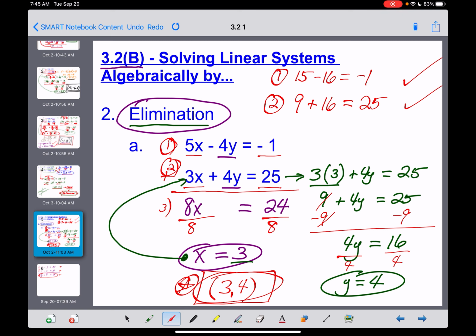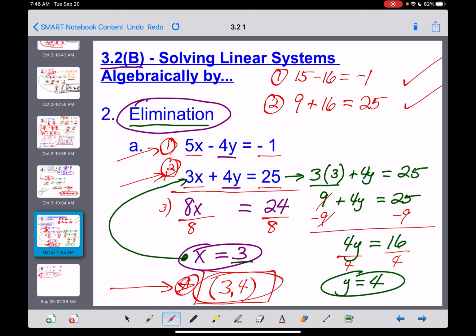Just so we haven't lost sight of what we're doing, equation number 1 here is a 2-variable equation. It has an infinite number of solutions. Equation 2, same deal. 2 variables and an infinite number of solutions. But there is only one solution that satisfies both equation 1 and equation 2 at the same time, and that's the ordered pair 3, 4. So that's the elimination method there, guys.